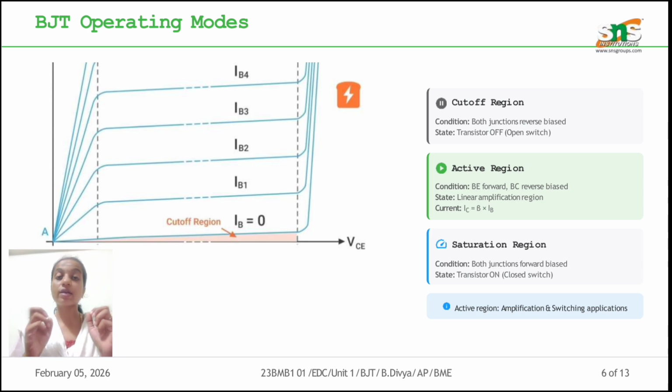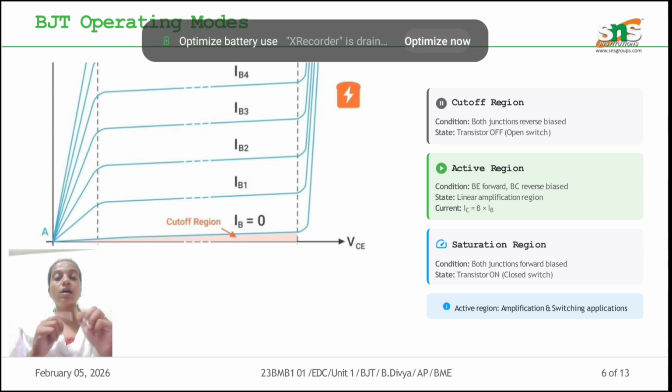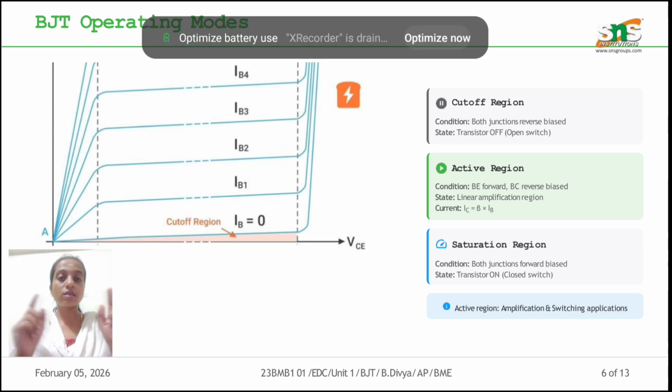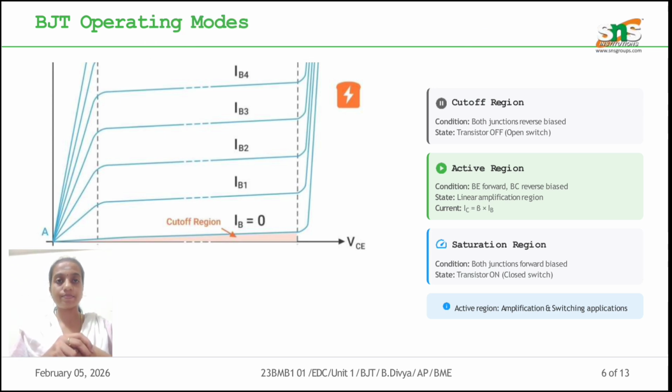The transistor turns on, like a closed switch, and the entire circuit is in the closed state. These are the working and operation of the BJT, and the structure of the BJT has been seen.